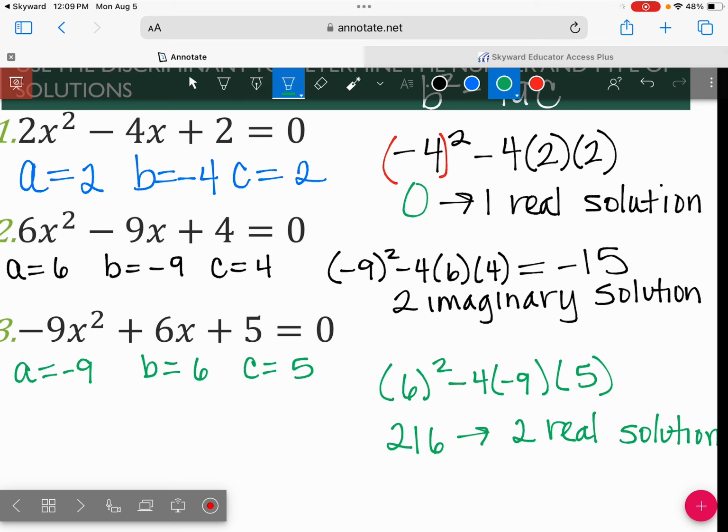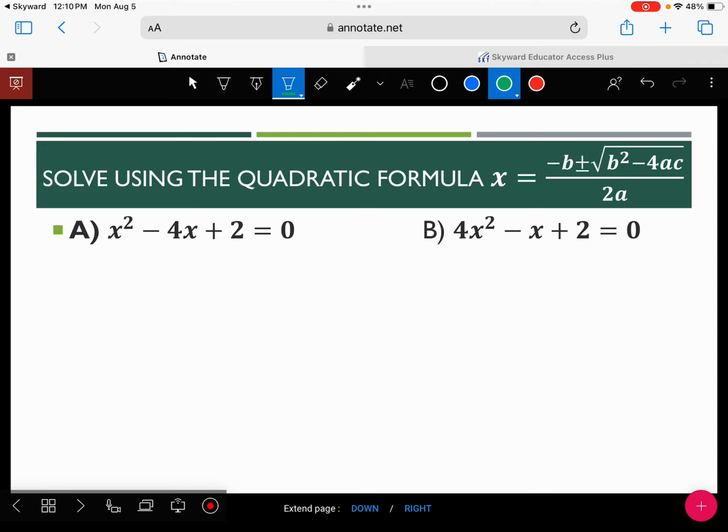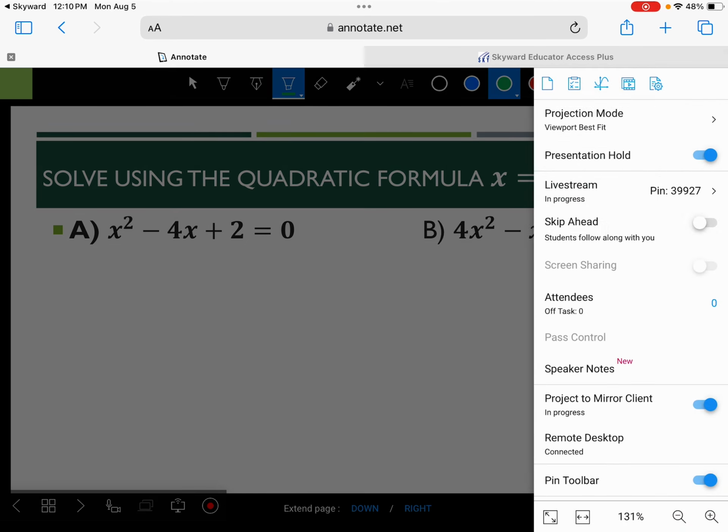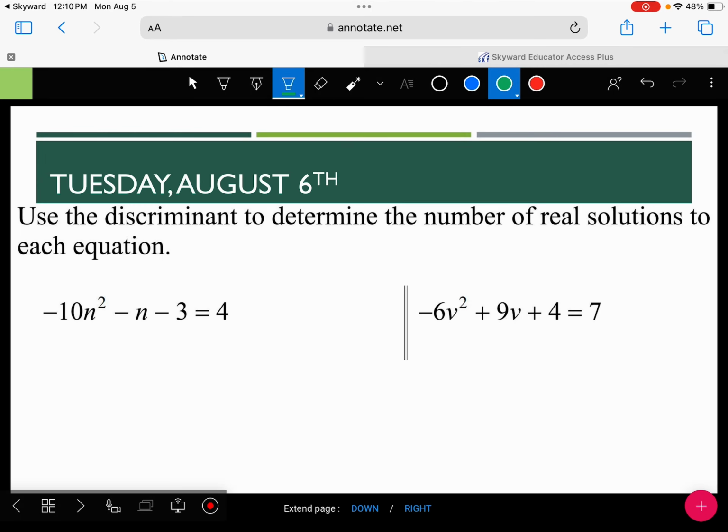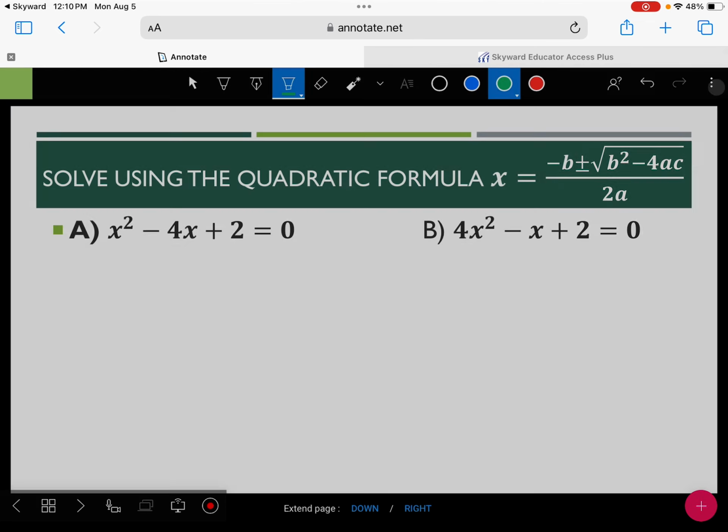So now let's actually do the entire quadratic formula. All right, so go ahead and copy down A. We'll just do one at a time. I think these are only 2. Let me see. Yep, these are our last 2 questions. So we're going to do the entire quadratic formula.